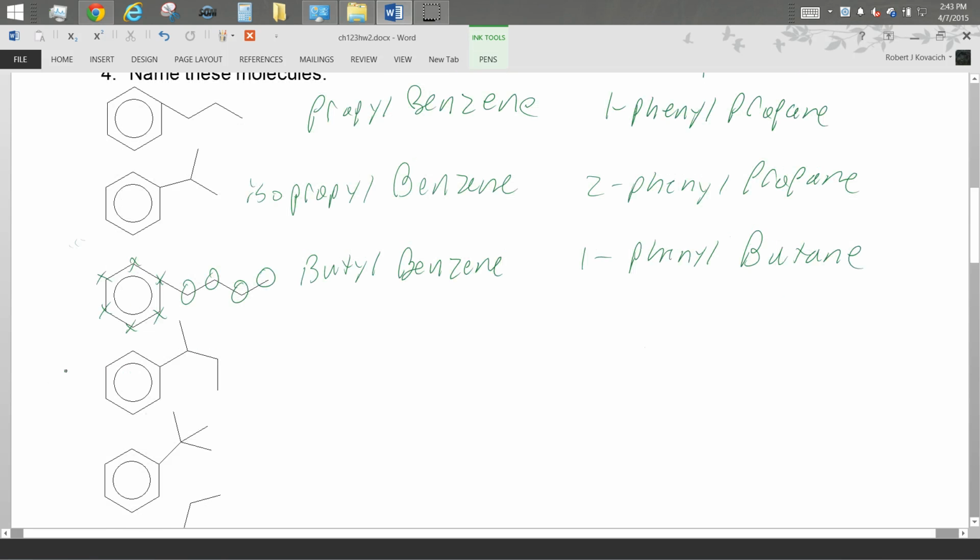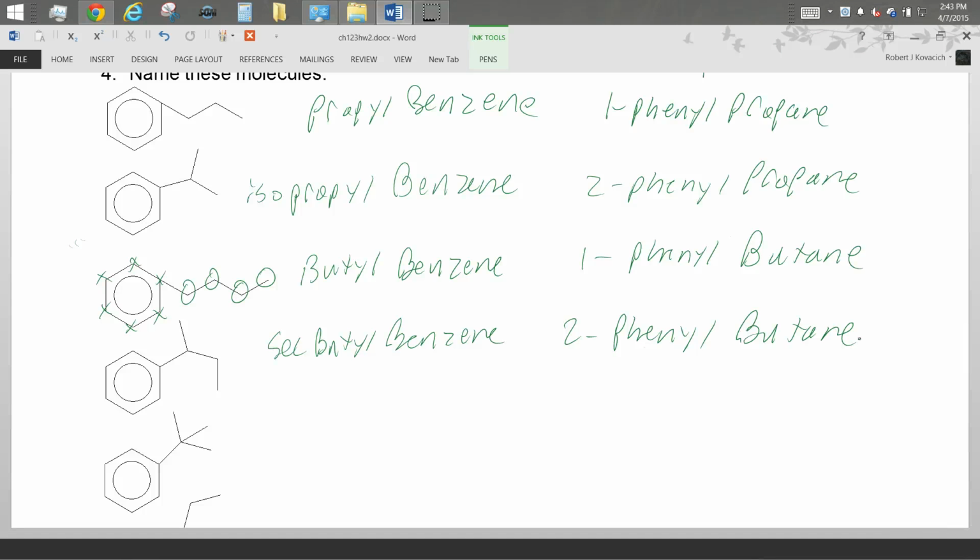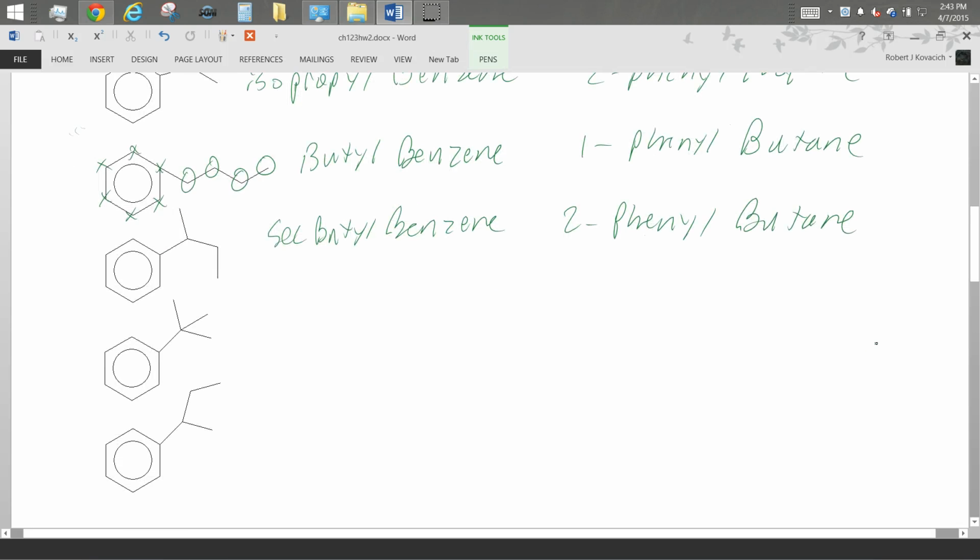Okay, so what's this one? So you can call this sec-butyl benzene, or you can call it what? All I've done is I've moved the phenyl group from carbon number 1 to carbon number 2 on my 4 carbon chain. How about this next one? What is this thing? That's 4 carbons in a T shape, so it's tert-butyl. So this is t-butyl benzene. That's the quickest way to write this, but I can write it another way.